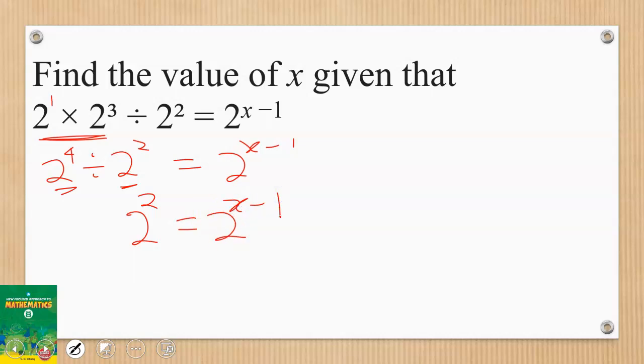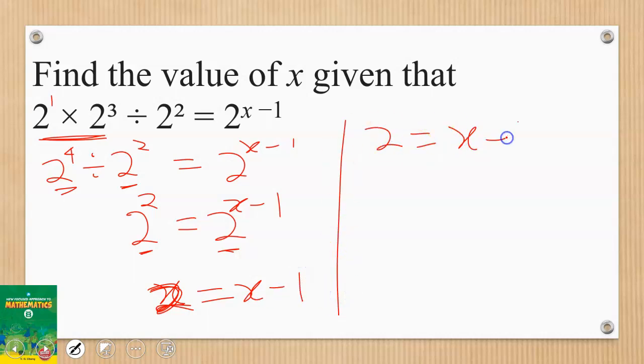Then according to the rule we just saw, if the bases are the same, we equate exponents. So 2 equals x minus 1. If we make x the subject, we have 2 plus 1 equals x. Therefore, x equals 3, and that answers the question. Let's try another example.